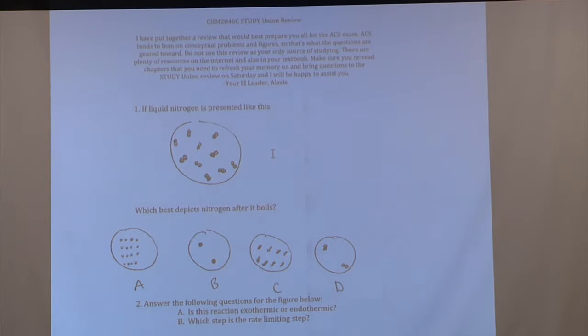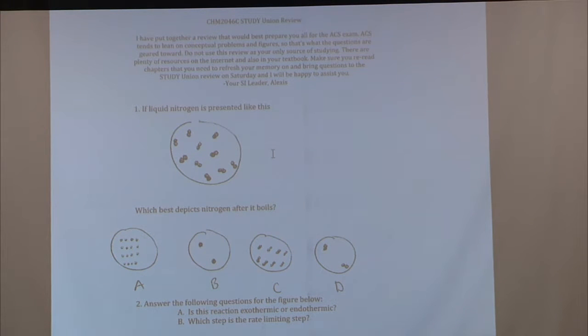Okay, so the first question says, if liquid nitrogen is presented like this, which one would best depict nitrogen after it boils? So we all know that nitrogen is a diatomic molecule, right? And so we can immediately cross out answer choices A and B, because those are only one molecule next to each other. Like, it's not a compound of two. And so now we're looking at C and D.